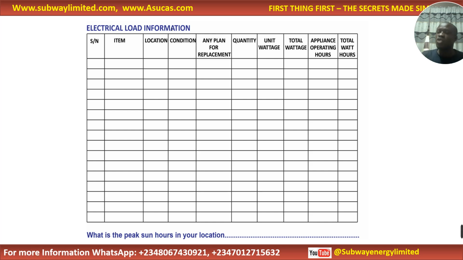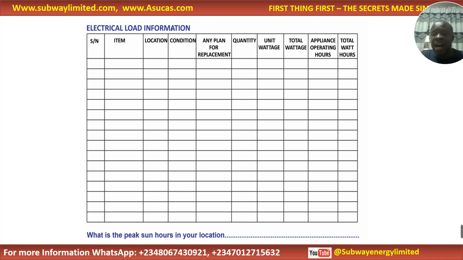That will give you the total watt. That is, quantity multiplied by the unit watt gives you the total watt. Then you move to the appliance operating hours. Appliance what? Operating hours. How many hours will the client be putting that electrical load to use? So that is appliance operating hours.